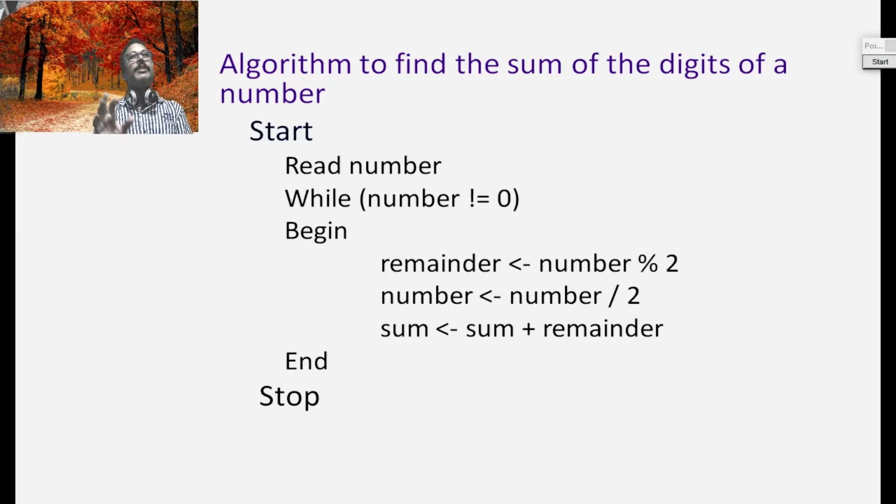Find the sum of the digits of a number. Say the number is number. How do you find it? Take 123. You have to get 1 plus 2 plus 3, or 3 plus 2 plus 1, whatever it may be. So 123.